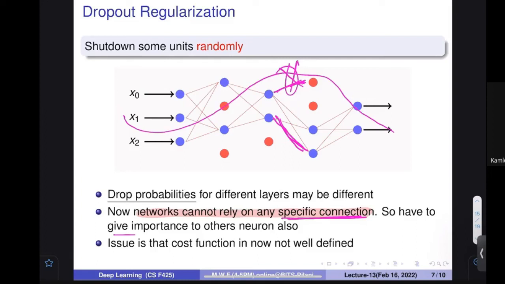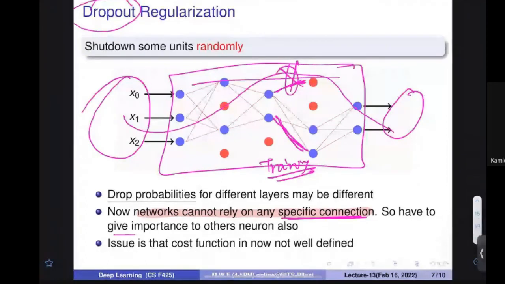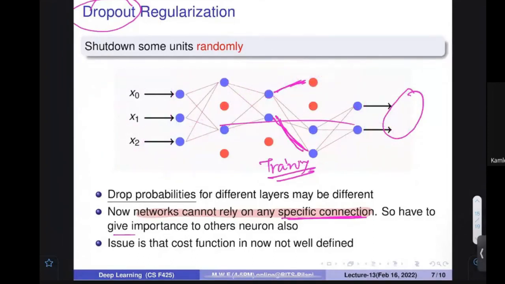Once again, let me tell you that at the time of training, I'm going to apply this dropout regularization. At the time of testing, all the things would be available. Please don't get confused. At the time of testing, when I'm feeding something and I want to find out the output, all the connections would be there. At the time of training only, I'm going to remove some of the connections.